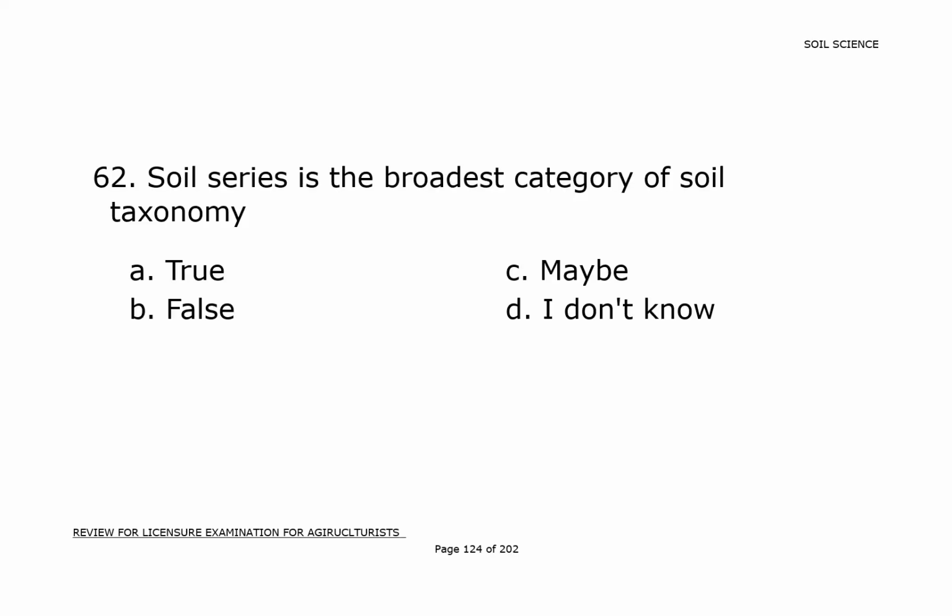The answer is true. Number 62. Soil series is the broadest category of soil taxonomy. A. True. B. False. C. Maybe. D. I don't know.